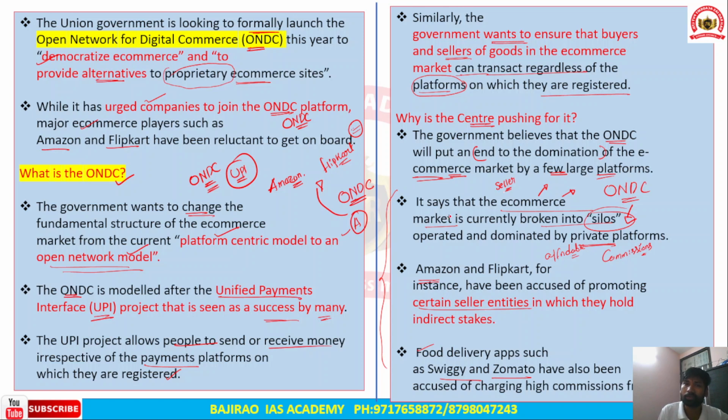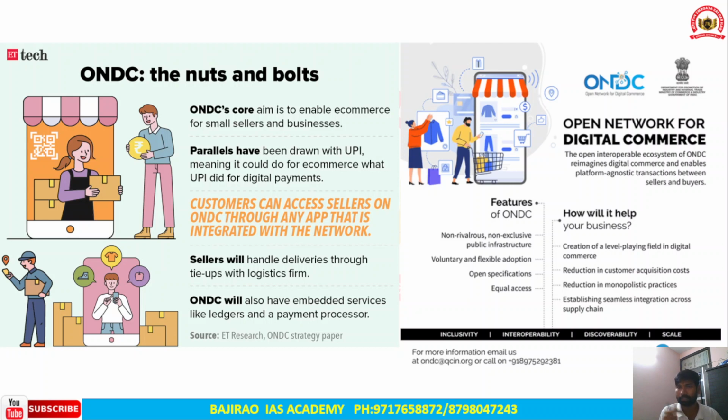Okay, so the government has also been urging different companies to register in the Open Network for Digital Commerce, and different companies have also been showing interest in joining it. Now, in this context, we need to understand what the benefits of the Open Network for Digital Commerce are. This is an open interoperable system that reimagines digital commerce and enables platform-agnostic transactions. I mean, it does not give importance to the platform. Rather, this is an open network for platform-agnostic transactions between sellers and buyers.